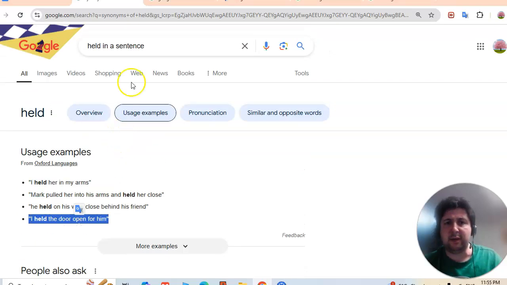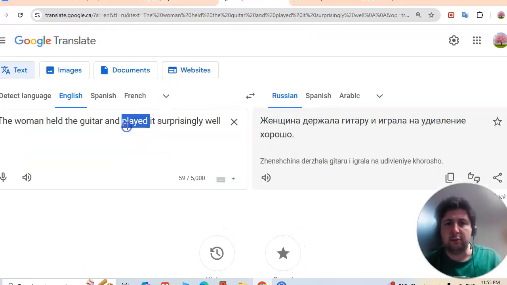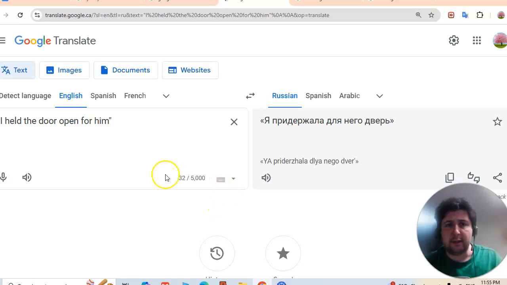And then you can take something like that and punch it into your Google Translator, and there you go.